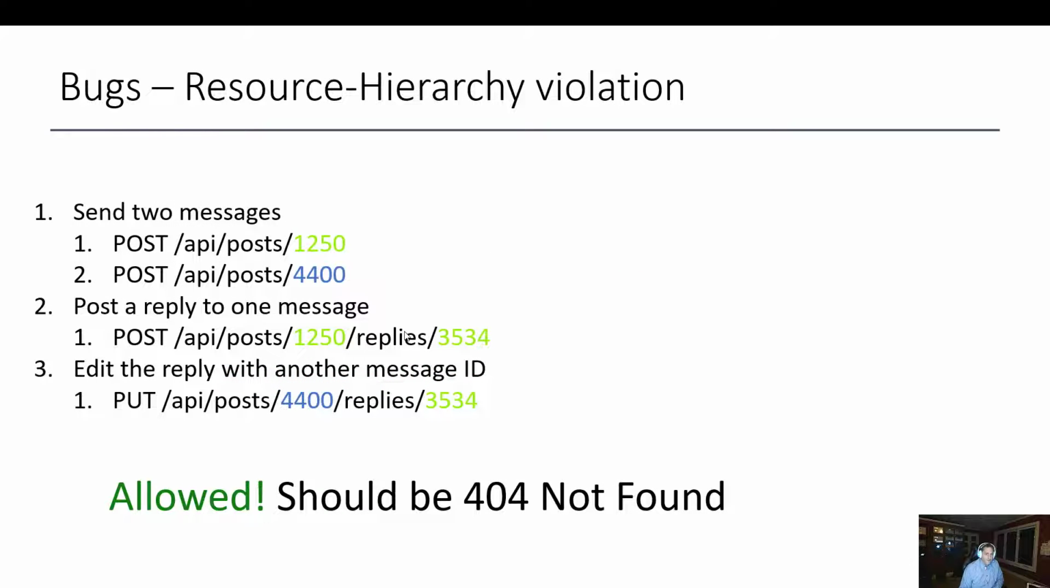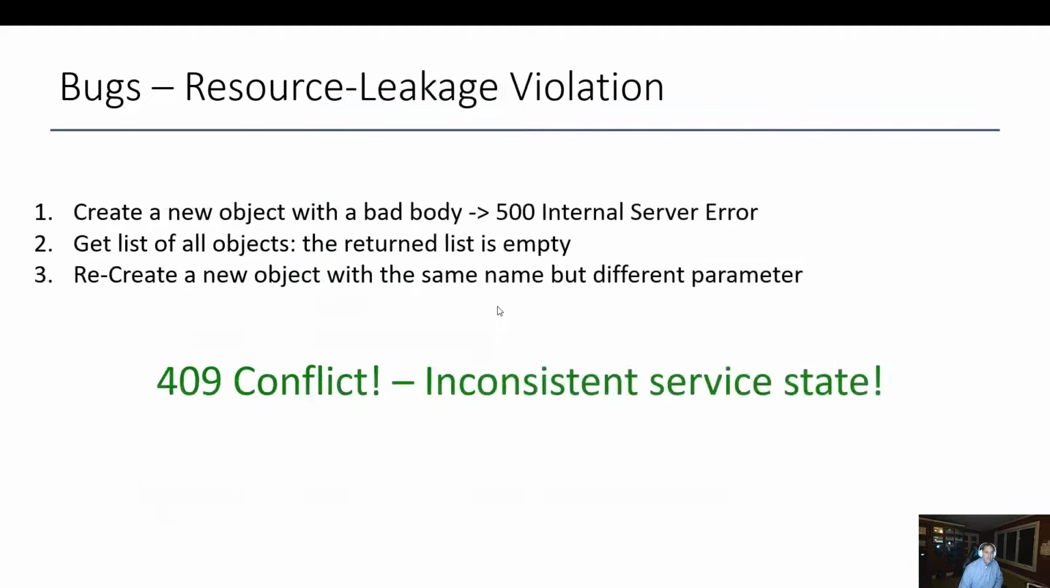A resource hierarchy violation. Here's a good example. Sending two messages. So I got blog posts. I'm sending one to 1250, one to 4400. And then I reply to the 1250 with 3534. And then I actually go ahead on this side and on 4400 and point towards the 3534, and this is allowed. Absolutely not. It should be a 404 not found. So at times there are resource hierarchy violations. So it can go ahead and take a look at this class of bug here.